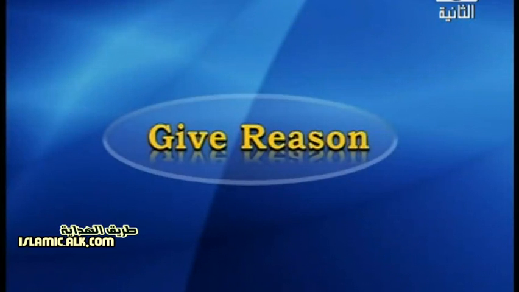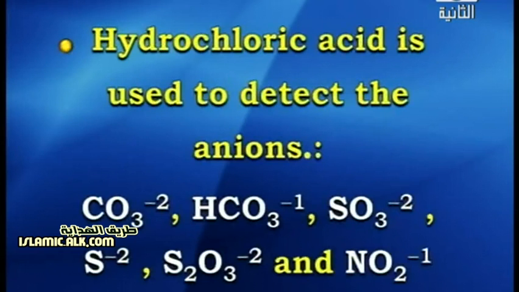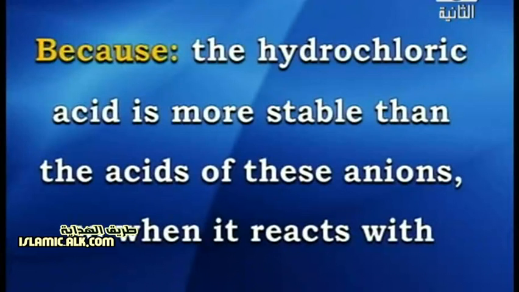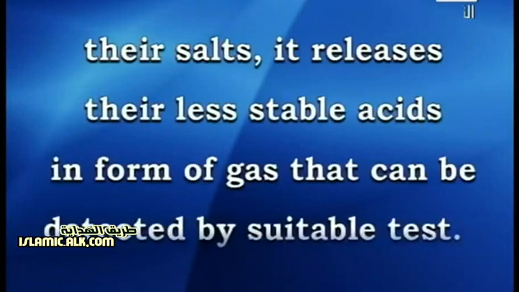Now, my dear student, we discuss another type of question, which is give reason for. Hydrochloric acid is used to detect the anions carbonate, bicarbonate, sulfite, sulfide, thiosulfate, and nitrite. The answer is because hydrochloric acid is more stable than the acids of these anions, so when it reacts with their salts, it releases their less stable acids in the form of a gas that can be detected by a suitable test.